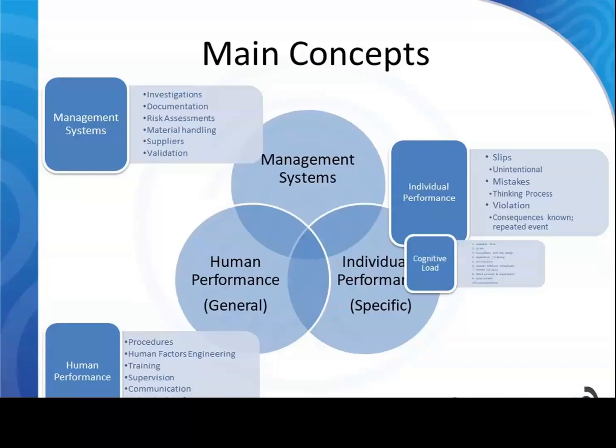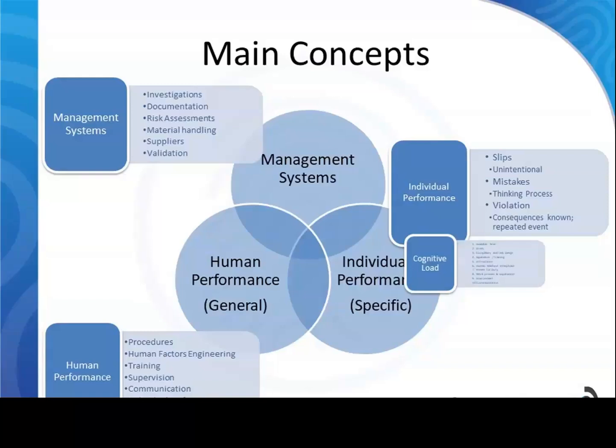Okay, so the main concepts of this model are three: management systems, individual performance, and human performance. If we compare it to Europe, this will basically be the management systems. They don't want you to ignore process, procedural, or system-based. Well, system-based. Process and procedural are part of human performance. And then any other thing that could happen would be individual performance specific.